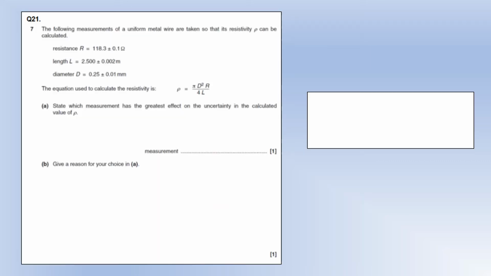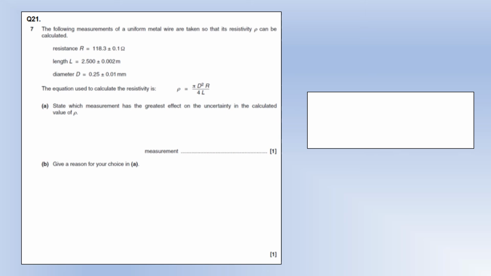The following measurements of a uniform metal wire are taken so resistivity can be calculated. Okay, so we've got some values with their uncertainties, and the equation we're going to use is the one we've been using so far. State which measurement has the greatest effect on the uncertainty in the calculated value of ρ.